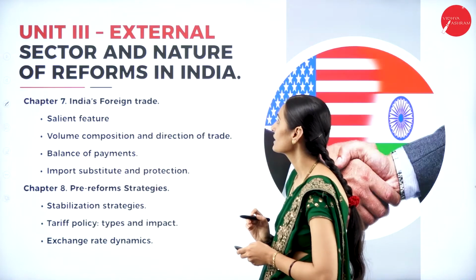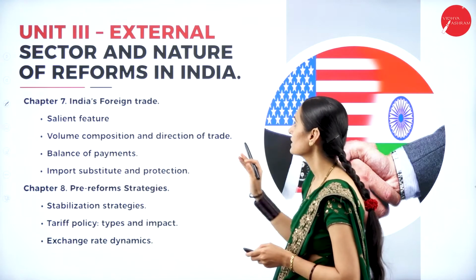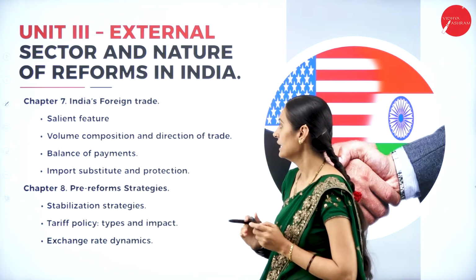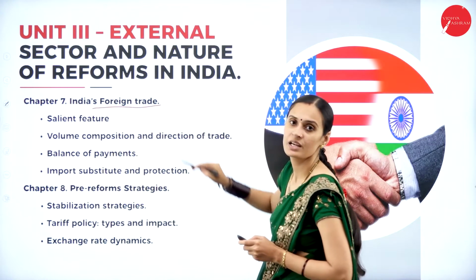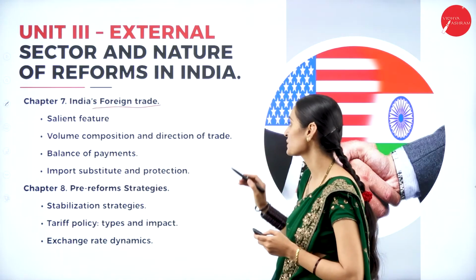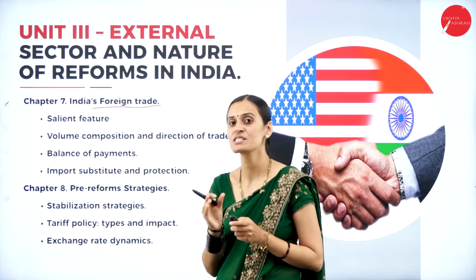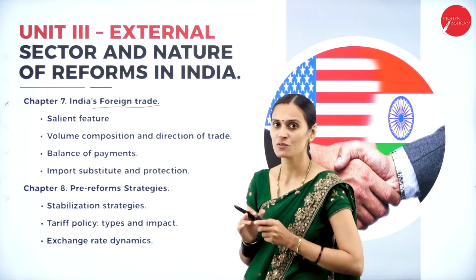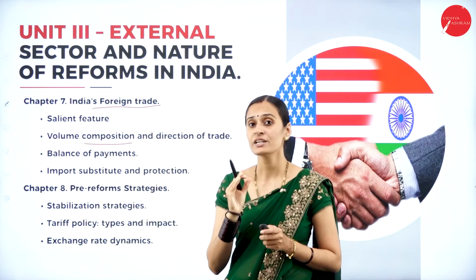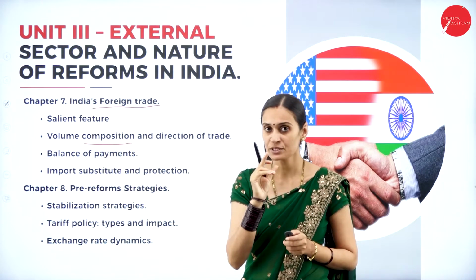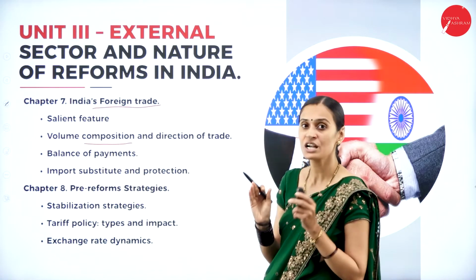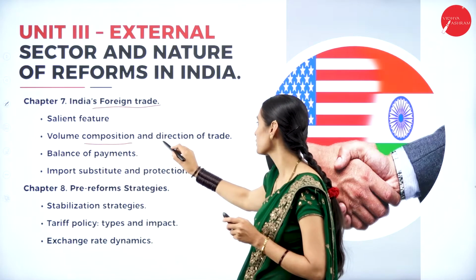Next, the last unit, the third unit, that is the external sector and nature of reforms in India. That is India's foreign trade, salient features of foreign trade, and then volume, composition and directions of trade. Volume means the volume of goods and services which we export and import. Then compositions: in the exported items, capital goods are first, second raw materials, and next consumer goods. So that is compositions, trends of compositions, and then directions of foreign trade.